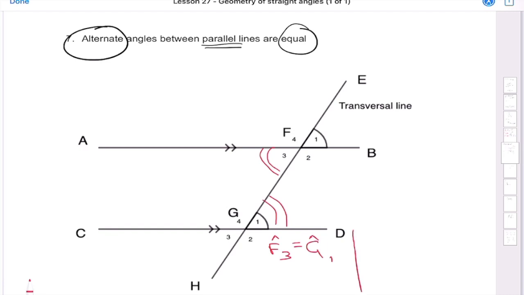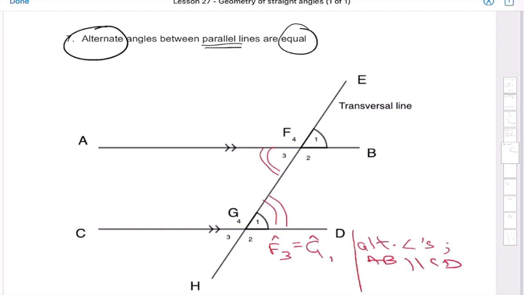Right, if you state that F3 is equal to G1, you need to tell us why they're equal. This is because these here are alternate angles. So these are alternate angles, and once again, as soon as you say alternate angles, you need to give us the parallel lines. The parallel lines are AB and CD.